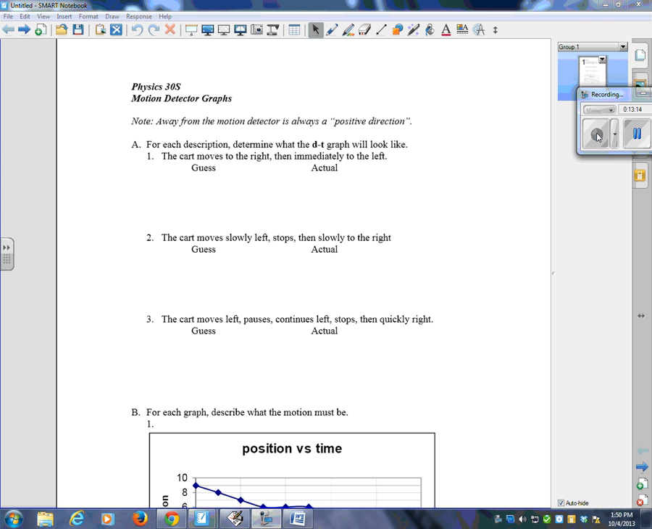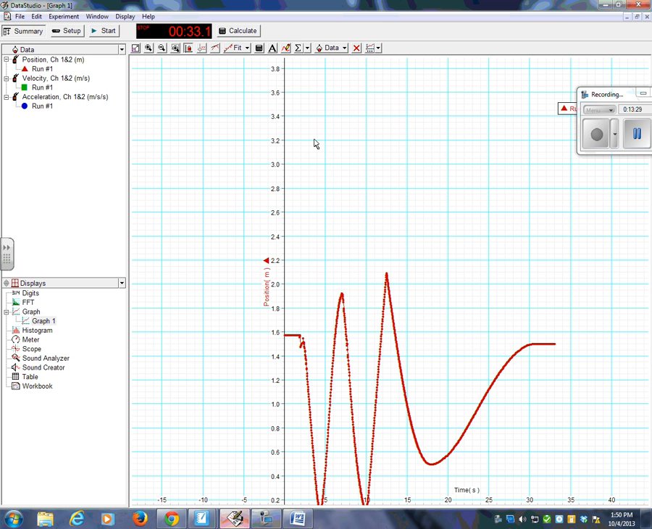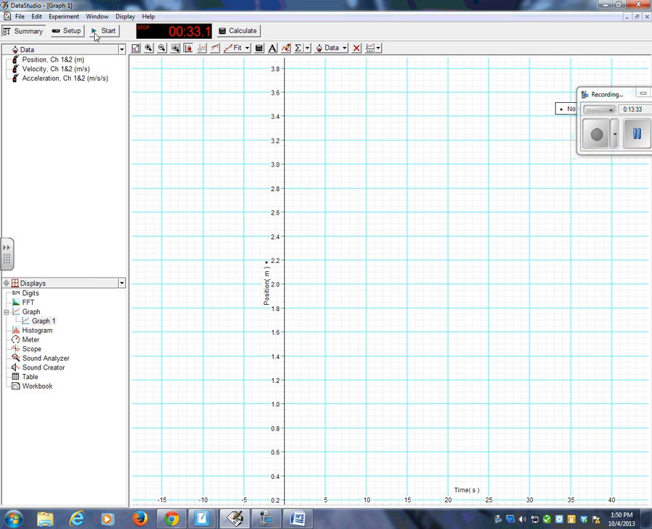So cart moves to the right, and then immediately to the left. So to the right. So practice first, right? And then quickly, yeah. Excellent. Okay, let's see what we got here. I'm going to delete this one. When you hear the clicking, you can start.